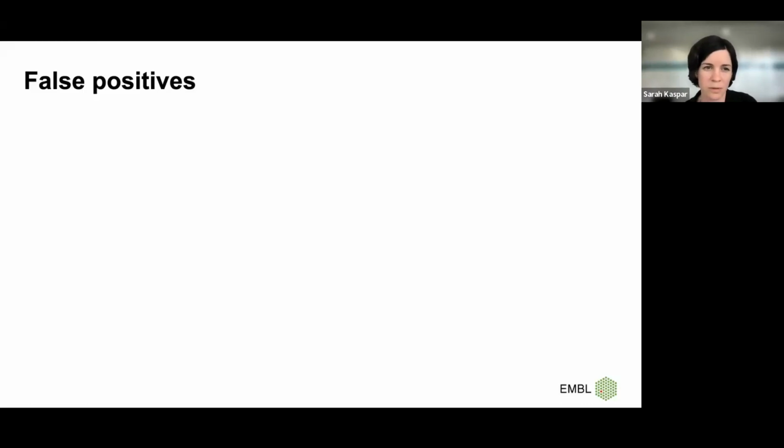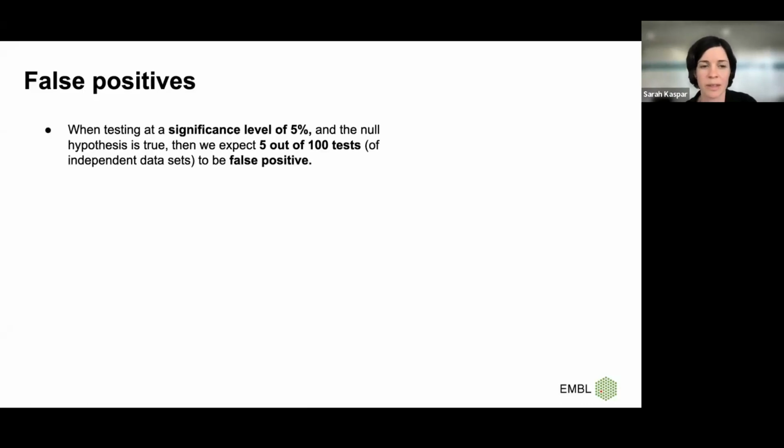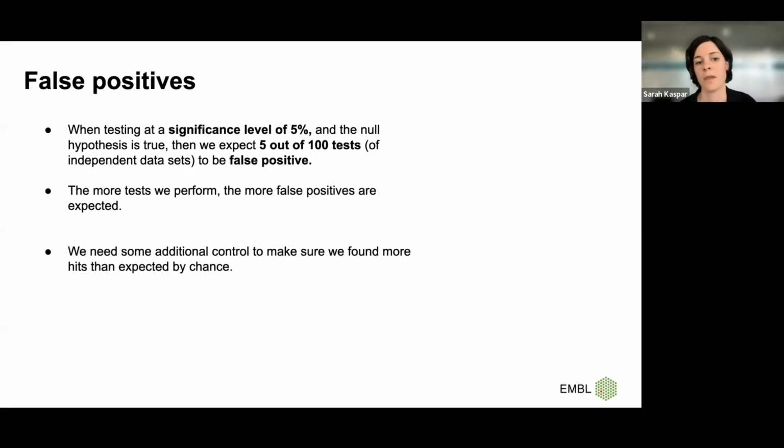These lead to false positives, which are a problem, and it has to do with the significance level. So when we're testing at a significance level of 5% and the null hypothesis is true, then we expect that 5 out of 100 tests would be false positive by definition of the significance level. The more tests we perform, the more false positives we expect. And if we perform 20,000 tests for 20,000 genes, we would expect a lot of false positives. So that means that we need some additional control to make sure that we found more hits than we would expect by chance.